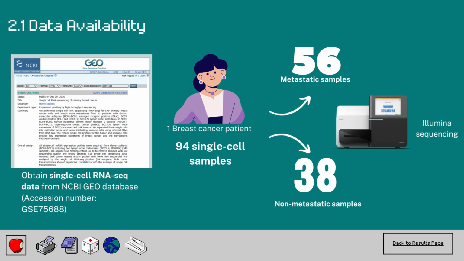The researchers first obtain single-cell RNA sequence data from the NCBI GEO database. From that database, they pick one breast cancer patient and obtain 94 single-cell samples from the patient. And these 94 single-cell samples are composed of 2 groups, which are 56 metastatic samples and 38 non-metastatic samples. Both of the data are sequenced using Illumina sequencing.